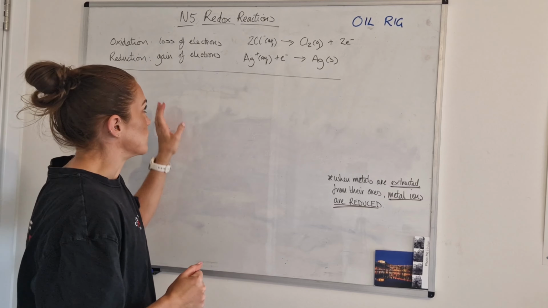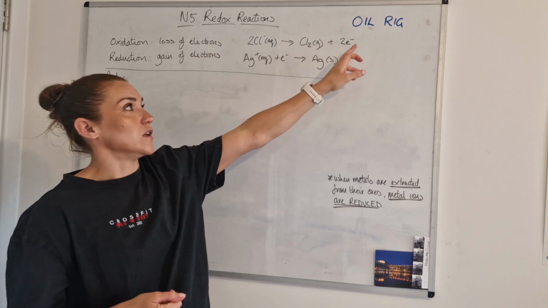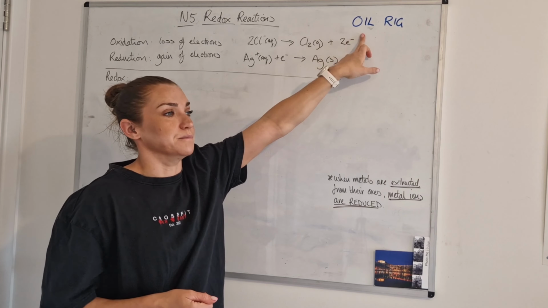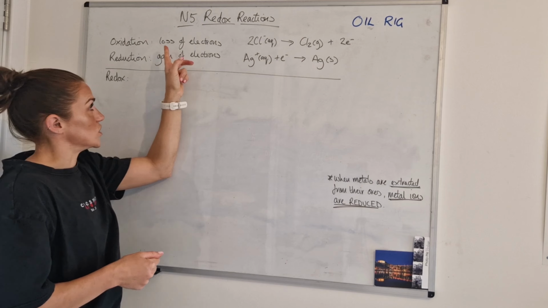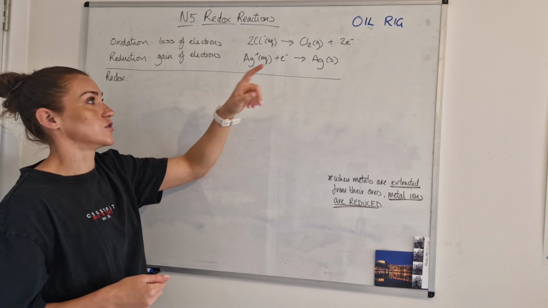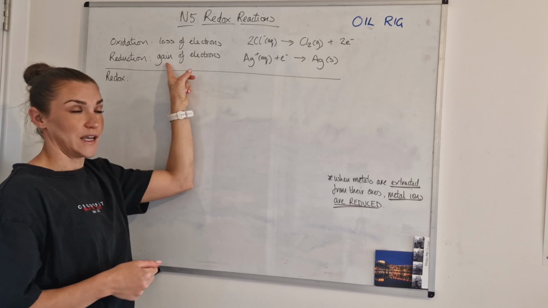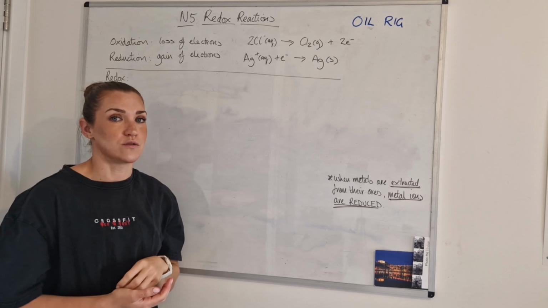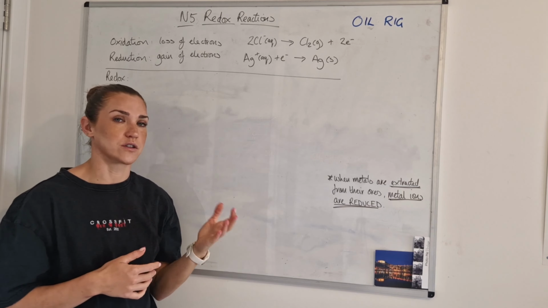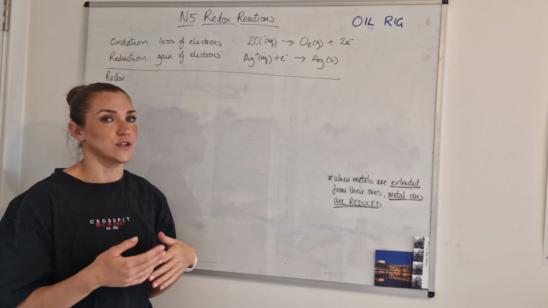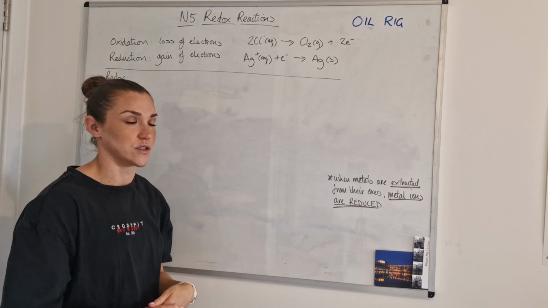To remember which way round it is, we always use the mnemonic OIL RIG. That stands for Oxidation Is Loss of electrons and Reduction Is Gain of electrons. If you just remember OIL RIG, that'll help you remember which way around it is. Oxidation is loss of electrons, reduction is gain of electrons.